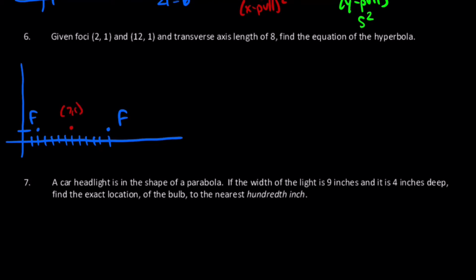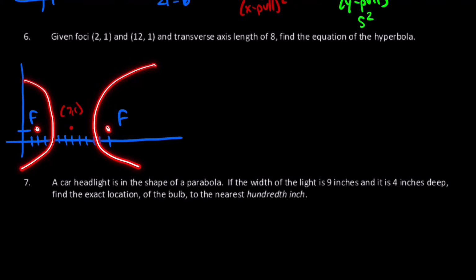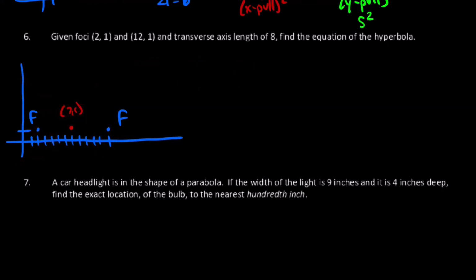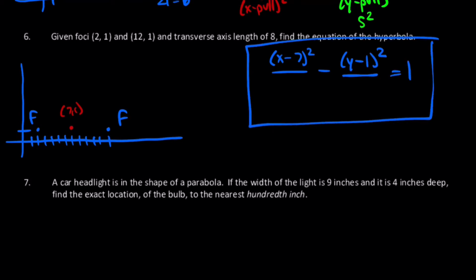Now, the other thing you want to realize is that since my foci are on the same horizontal, my hyperbola will look like this. Because it looks like that, it's going to be x squared minus y squared. And we know the center, so we can start writing our equation. (x minus 7) squared over something minus (y minus 1) squared over something equals 1, just like we did up above. Underneath here will be the x-pole squared, and underneath here will be the y-pole squared.